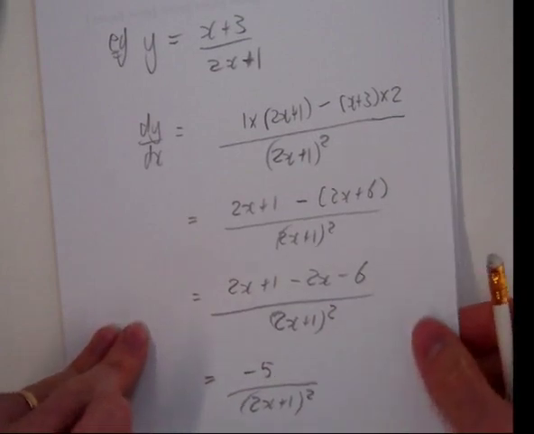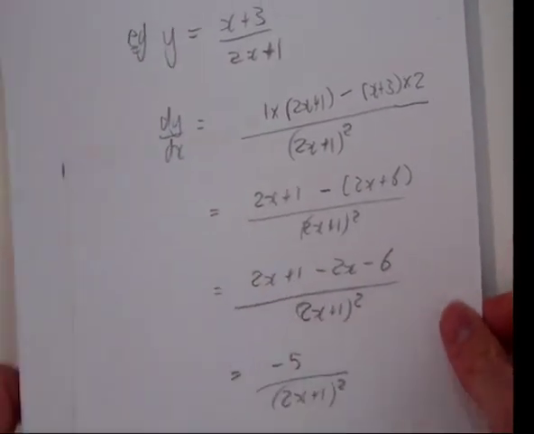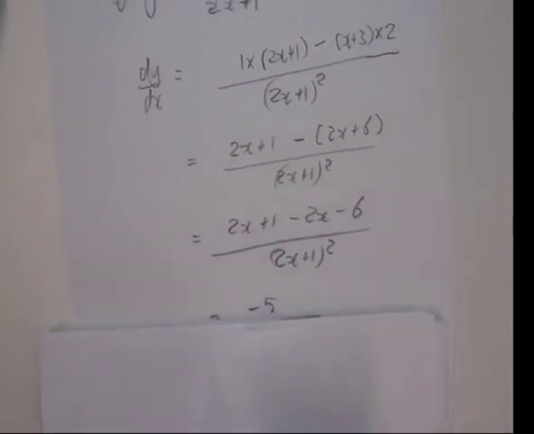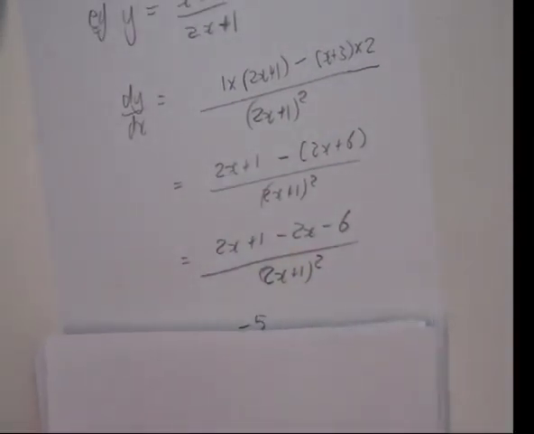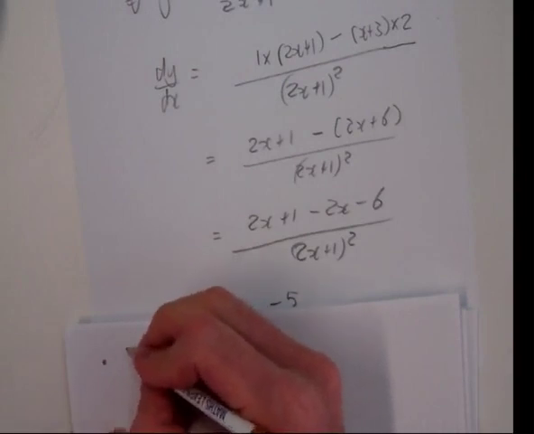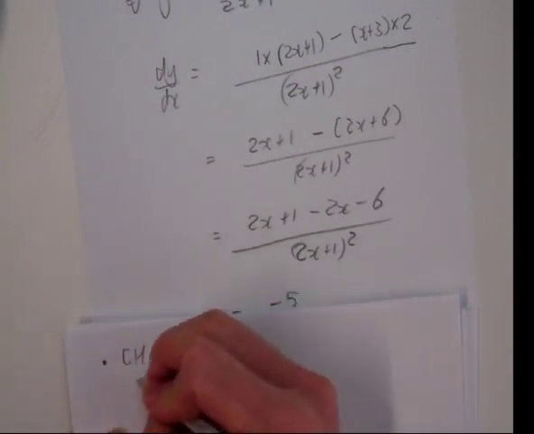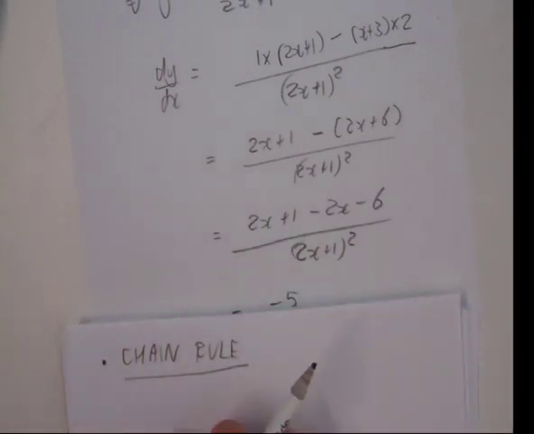And there is one more rule, and it is called, here in South Australia, the chain rule. When I learned it at school, my teacher didn't call it the chain rule. She called it the function of a function rule.